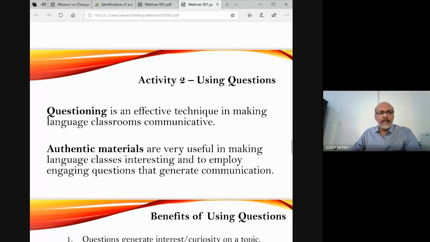Questioning is an effective technique in making language classroom communicative. Basically, when you ask questions, they are under obligation to give you an answer. Even if there are some students who refuse to give answers, you can change the pattern of question, make it lighter, or ask another student to answer, and ask the student to repeat so that they learn to communicate in the class. Why authentic materials? Because they are very interesting and you can generate a lot of engaging questions using these materials.